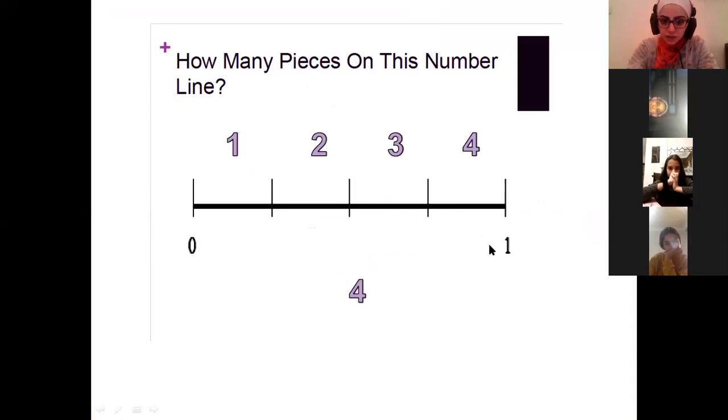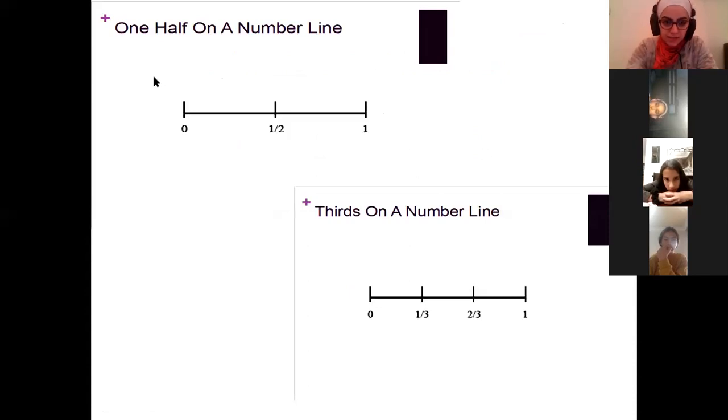First, this is 0 and 1. We count how many spaces are between 0 and 1. The fraction is not shown here, but why do we have 4 parts? Because our fraction is over 4, okay? Now, according to the denominator, between 0 and 1 we have 2 spaces. Why 2 spaces? Because the fraction is a half. The denominator is 2. If you have 2 in the denominator, we need 2 spaces. If we have 3 in the denominator, we need 3 spaces.